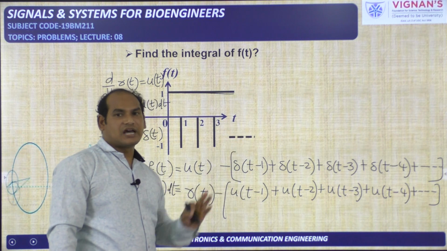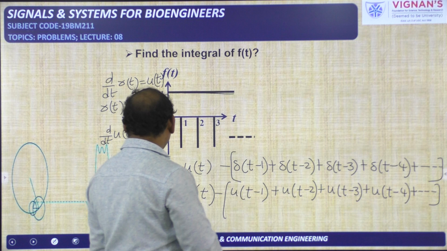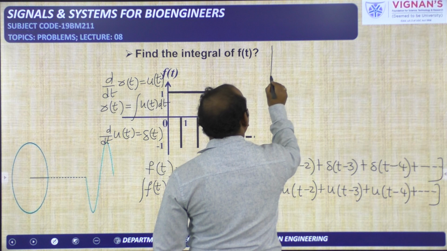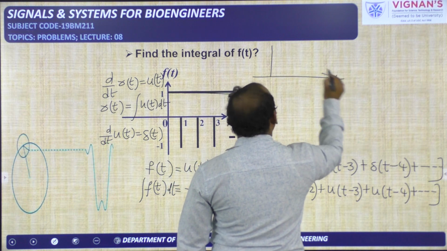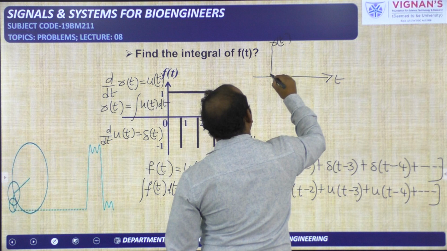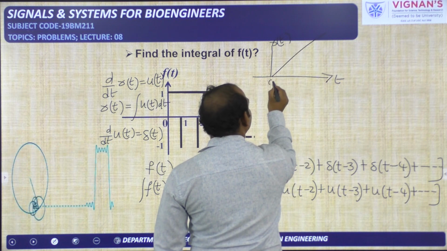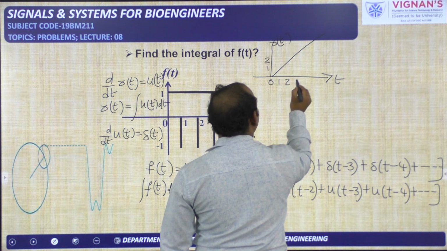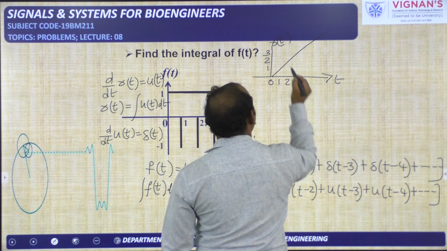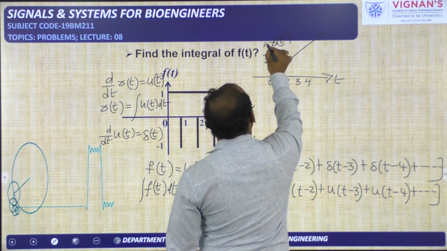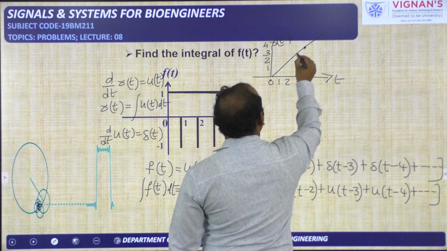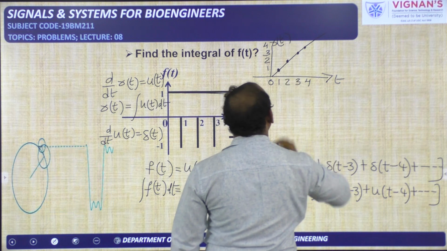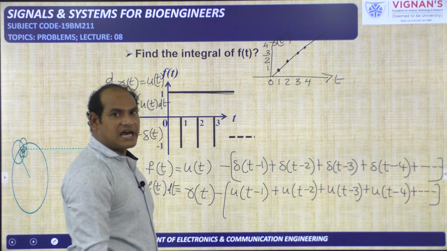Now we are going to draw the graphical representation. How will r of t be? R of t is like this. At t is equal to 0, amplitude is 0. At t is equal to 1, amplitude is 1. At t is equal to 2, amplitude is 2. At t is equal to 3, amplitude is 3. At t is equal to 4, amplitude is 4. Like this we can draw the r of t.